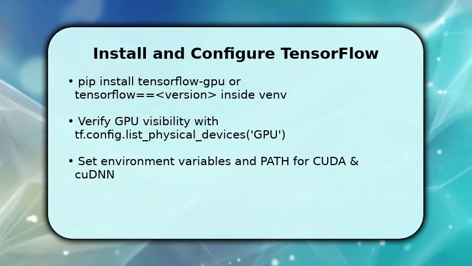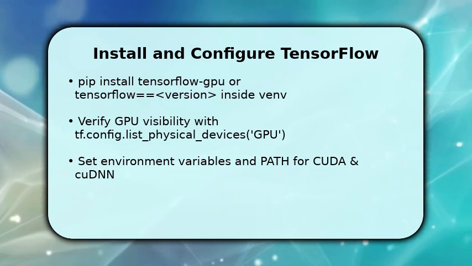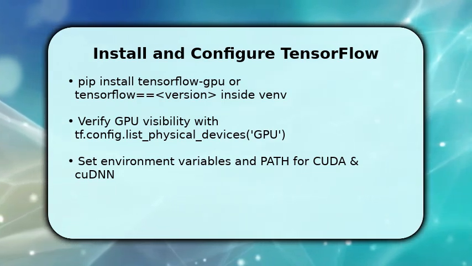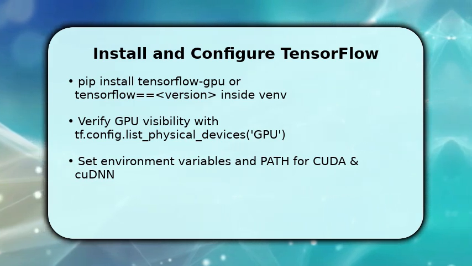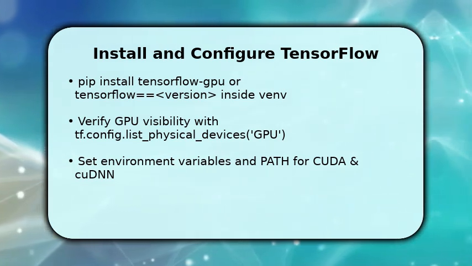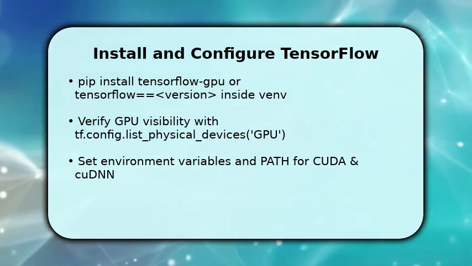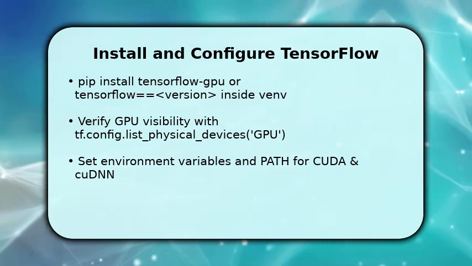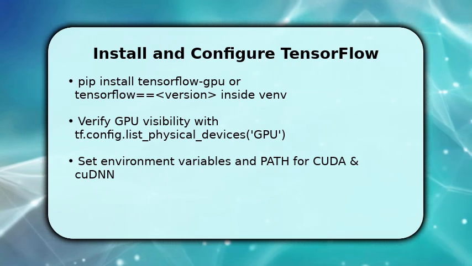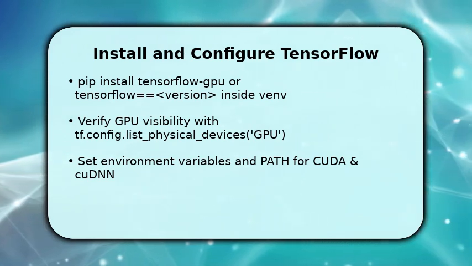Next, install TensorFlow into your activated virtualenv using pip and the exact package that supports GPU for your version. Use explicit versions to avoid mismatch. Once installed, open the VS Code terminal and run a short Python snippet to check TF config. List physical devices, GPU, so you confirm the GPU is recognized.